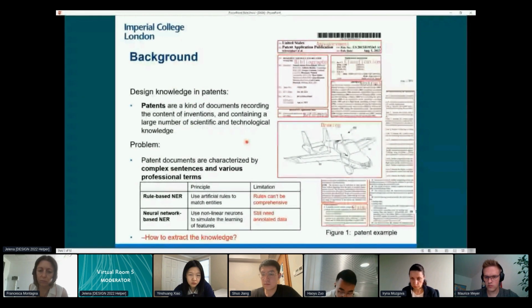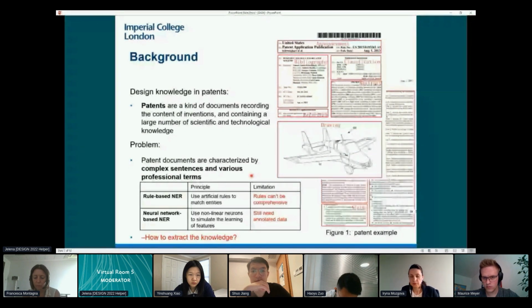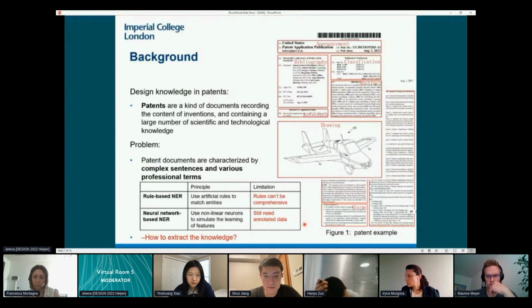This sounds perfect and very tempting, but there is a very serious problem. The patents are characterized by long description sentences and complex structure, also very professional and legal terms, which make it very hard for a layperson to read and analyze. The existing two methods, rule-based extraction and neural network-based extraction, both got their own limitations. For example, listing the rules is very laborious, and we don't have annotated data to train the neural network. So this gives us a question, how to extract the knowledge.